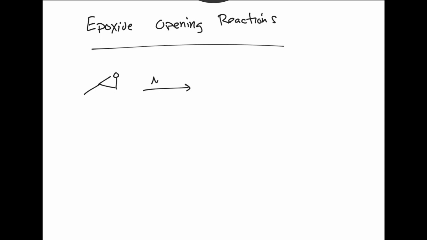Again, using our simplest possible epoxide here, we're going to add a nucleophile, and that nucleophile can end up adding one of two places. We can add that nucleophile to the more substituted carbon of the epoxide, or we can add the nucleophile to the less substituted side of the epoxide. And depending on what reaction conditions we use, we can choose which side of the epoxide we add our nucleophile to.